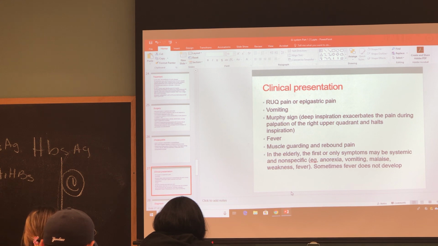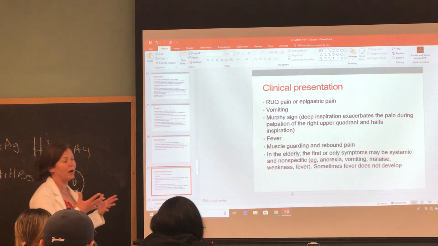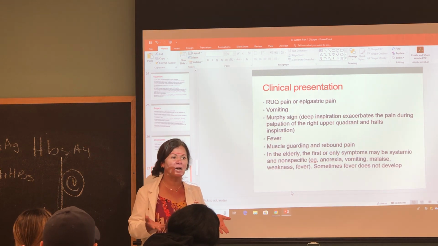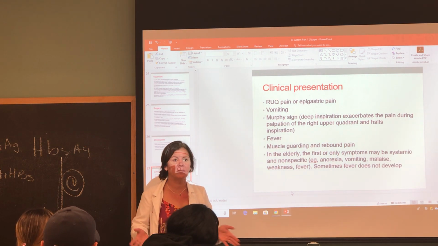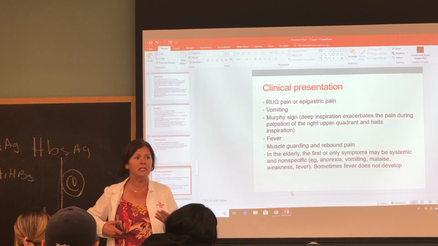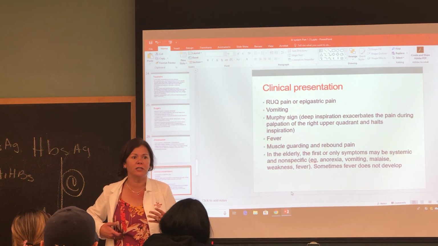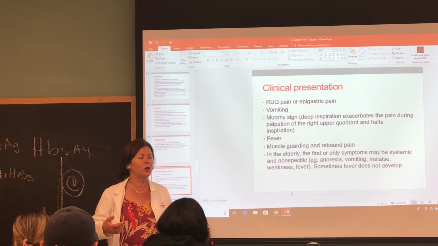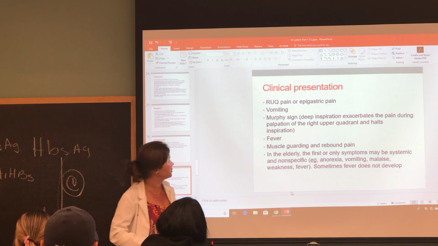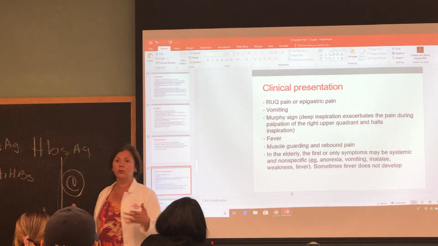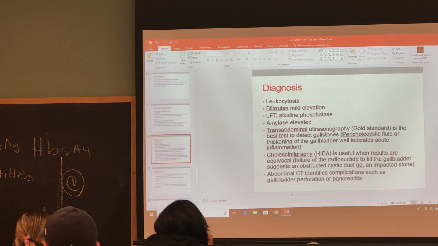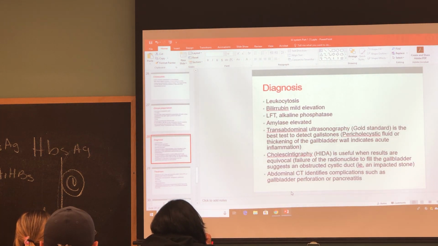So again, right upper quadrant pain associated with vomiting, and what is the major sign that you remember from a health assessment? That when you press on the right upper quadrant, on inspiration, the patient cannot continue taking a deep breath, and that is called Murphy's sign. You can elicit that with the ultrasound probe itself, okay? And of course, the patients will have guarding and all that, okay? Remember that elderly patients are very atypical.